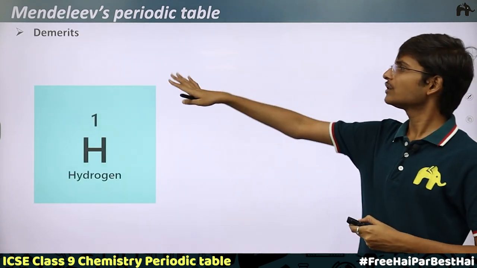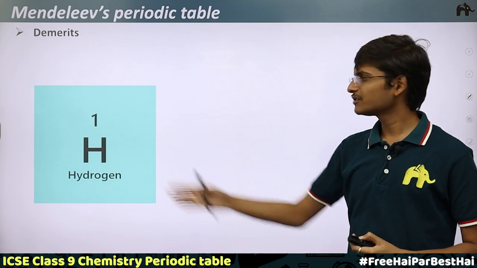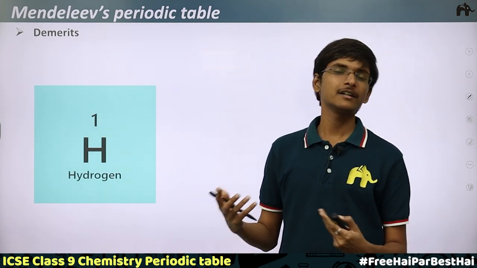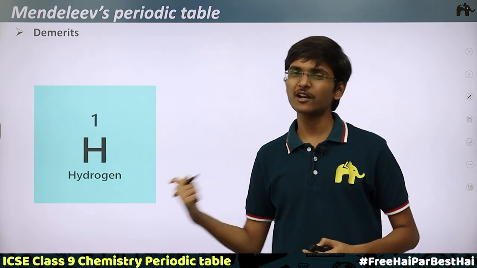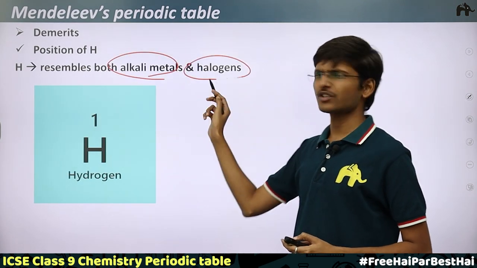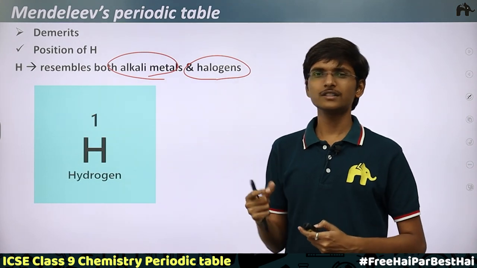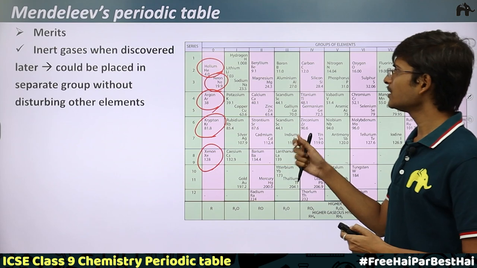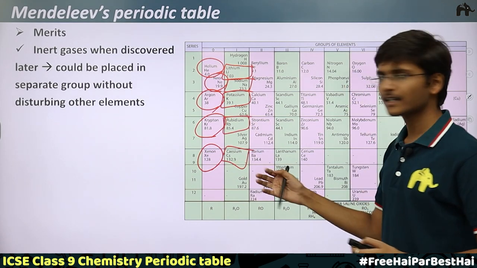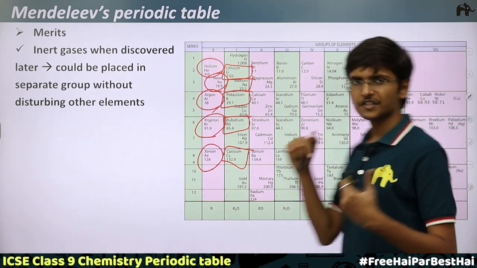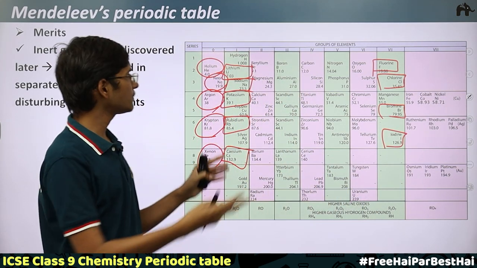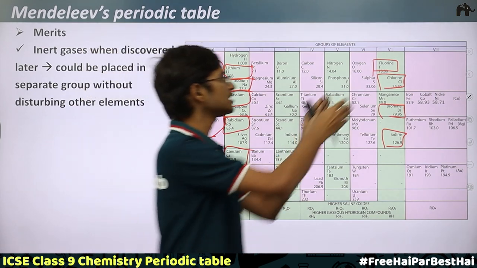Fine. So moving ahead to the next demerit, you will see the poor hydrogen. This hydrogen element's position is very much debated. Why? At that time also, Mendeleev couldn't place hydrogen at one position, because it had properties similar to both alkali metals as well as halogens. Now, what are these alkali metals and halogens? You are not aware of this, so let me tell you. You can see here in this table, the elements lithium, sodium, potassium, rubidium, cesium are the alkali metals, and the halogens, as we have just seen, are fluorine, chlorine, bromine, iodine.